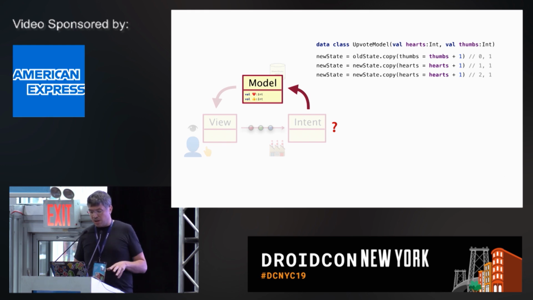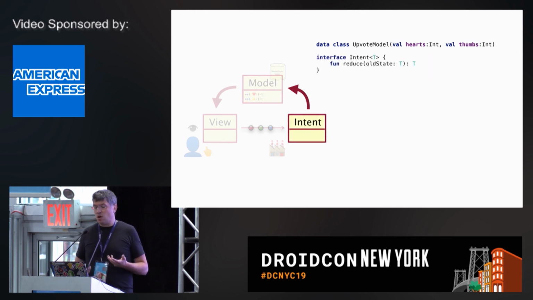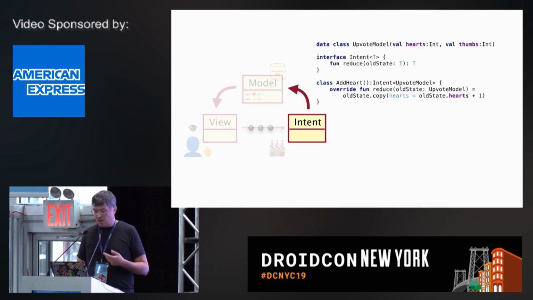So at this point, we have to think about intents. Intents only do one thing. They take an old state and return a new state. Those are usually called reducer functions. So we can see here intent implements a reduce, which takes in the old state and returns a new state out of that. If we want to implement an intent to increment the heart counter, this is one way to do it. We simply use the copy function from the data class and apply the same thing I've just shown you a couple slides back.